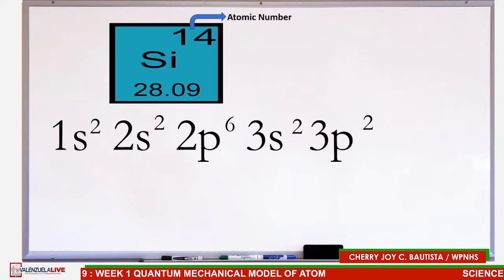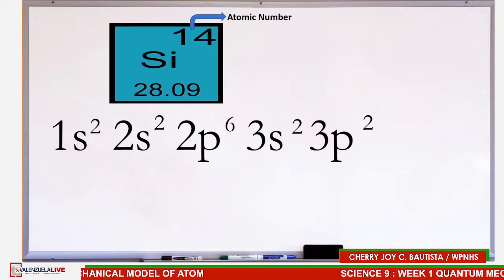Another example is silicon. The electron configuration is 1s2, 2s2, 2p6, 3s2, 3p2. 2 plus 2 plus 6 plus 2 plus 2 equals 14.